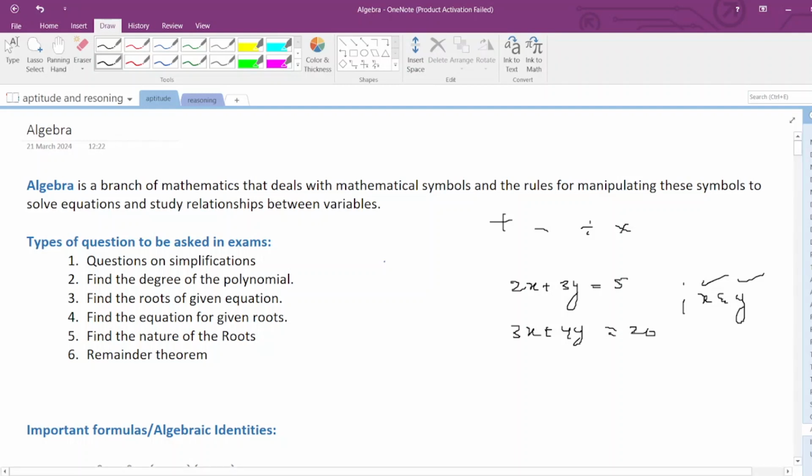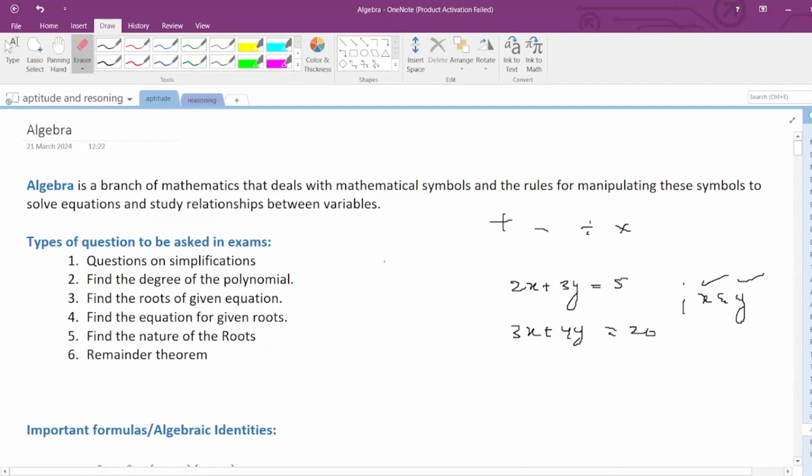Okay, so this is about algebra. Algebra basically deals with mathematical symbols, and it contains a few rules to manipulate those equations. Okay, and we will get the values for those variables. So that is basically the definition of algebra.